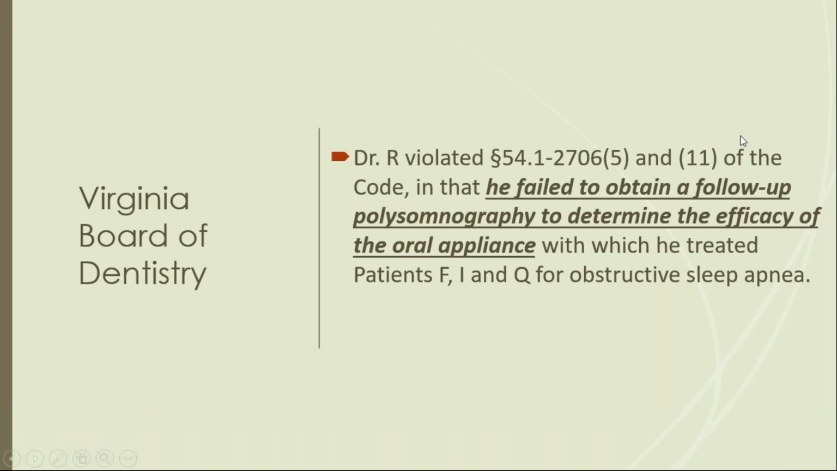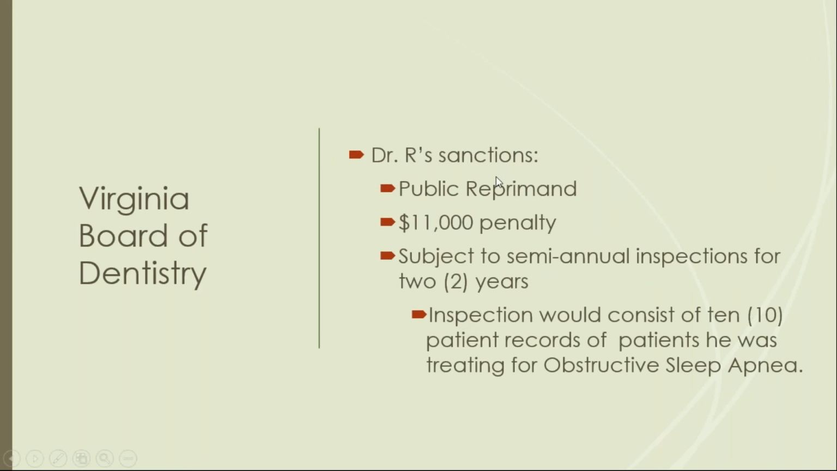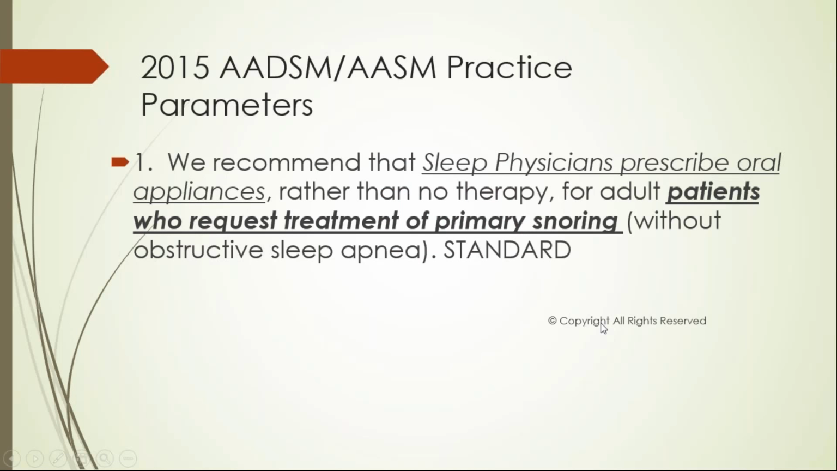So anyway, we're back to Dr. R. He failed to obtain follow-up PSGs to determine efficacy of his appliances, so they hammered him for that. So what were his sanctions? He had a public reprimand that went on his record, $10,000 penalty, but that wasn't a big deal. For 2 years, the board came back in his office and audited him and looked at his OSA patients. So let's talk about snoring.